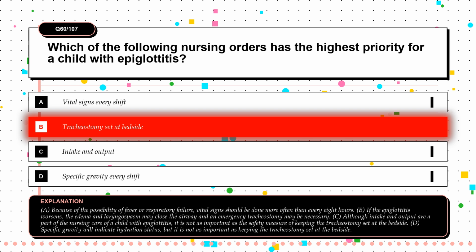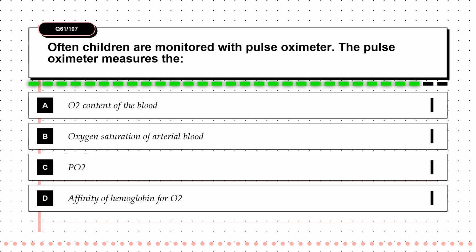bedside. Question 61. Often children are monitored with pulse oximeter. The pulse oximeter measures the. Here are the options. Option A. O2 content of the blood. Option B. Oxygen saturation of arterial blood. Option C. PO2. Option D. Affinity of hemoglobin for O2.